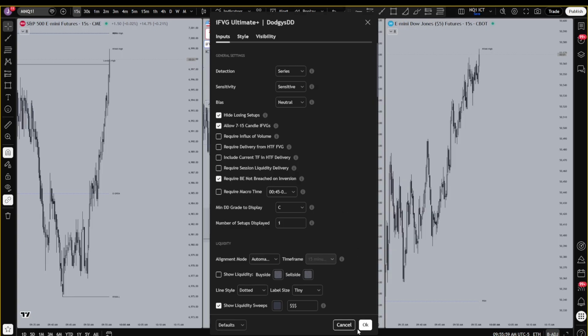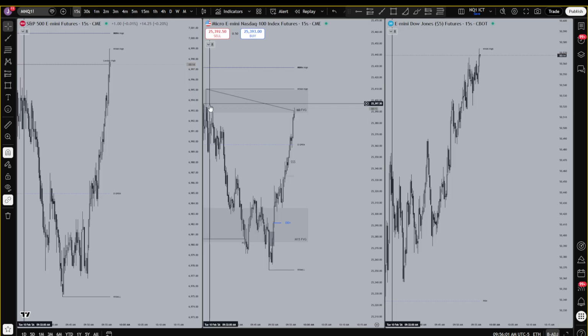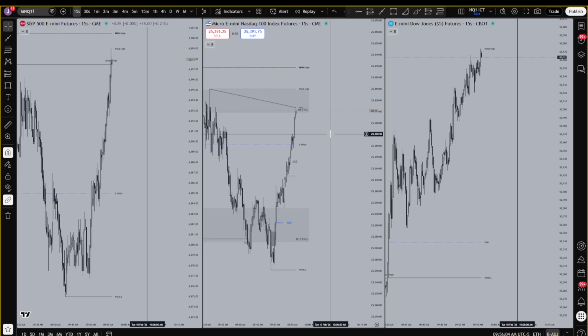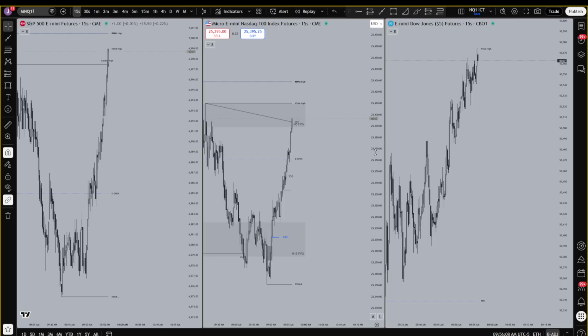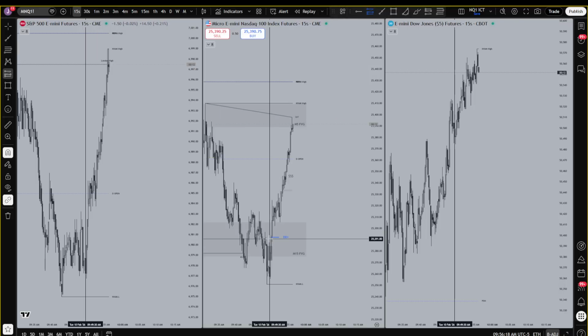Yeah, wow, bro. ES just took out London High. ES, SMT right there. About to take out previous day high. Oh, this one hurts, fellas. This one hurts. Yeah, this was a really good trade. If anyone did catch this, it was a really, really good trade.